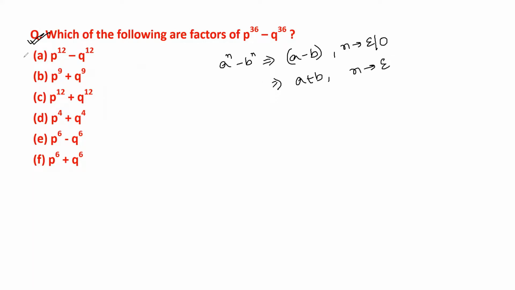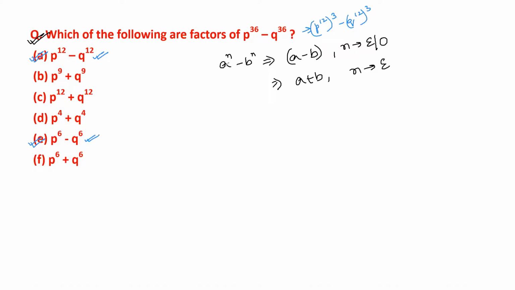So using this concept, we can say that a and e will be factors of p raised to power 36 minus q raised to power 36, as p raised to power 36 minus q raised to power 36 can be written as p raised to power 12, to the power 3, minus q raised to power 12, to the power 3. And this is of the form a raised to power n minus b raised to power n. So this will have a factor of a minus b, which is p raised to power 12 minus q raised to power 12. In a similar way, it will have a factor of p raised to power 6 minus q raised to power 6.